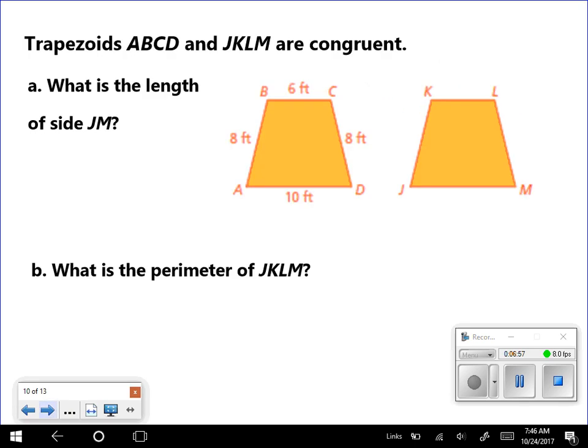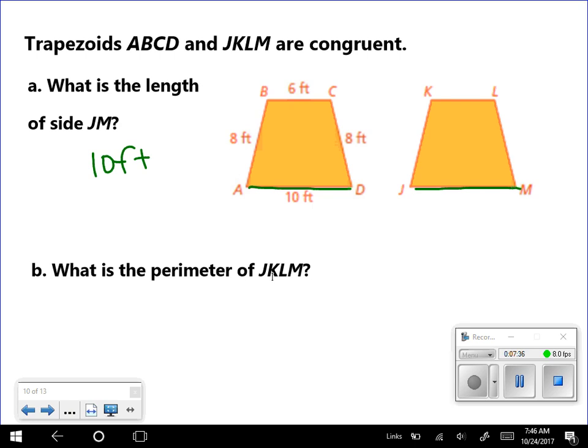All right, last one we'll do together. Since we know that these are congruent, we can use the information that we have to help us find missing side lengths. So it says, what is the length of side JM? Well, JM is here, but we don't know that there, but we have the trapezoids ABCD and JKLM are congruent. Okay, so we have corresponding sides. So the corresponding side for this trapezoid would be here. JM is going to match up with AD, so the length is going to be 10 feet.